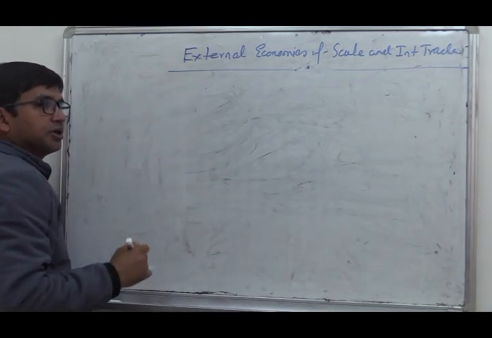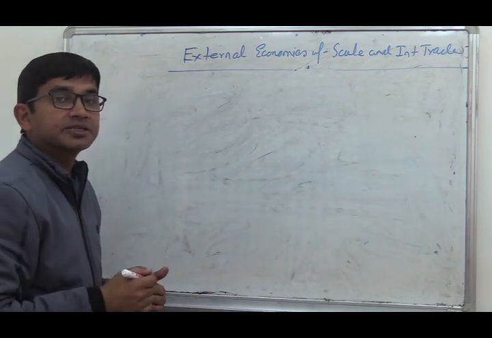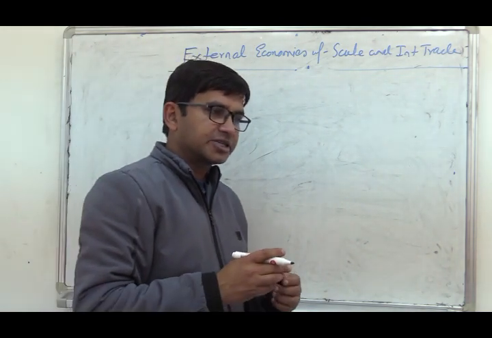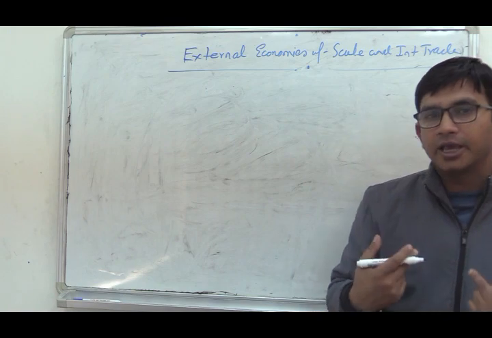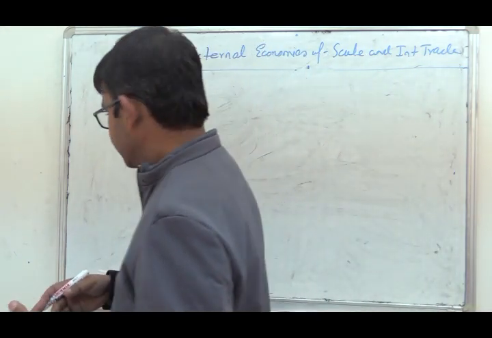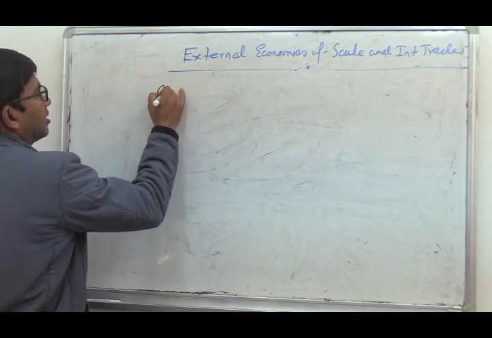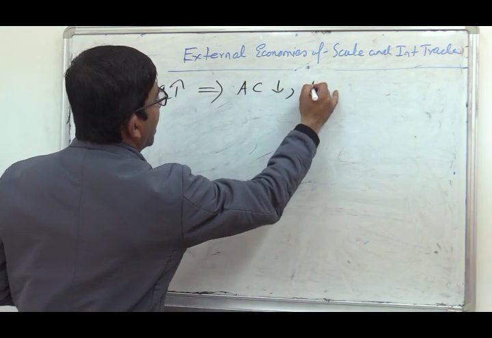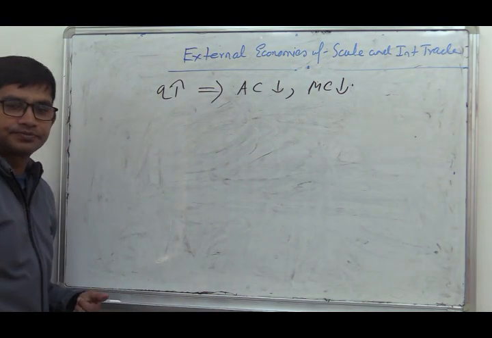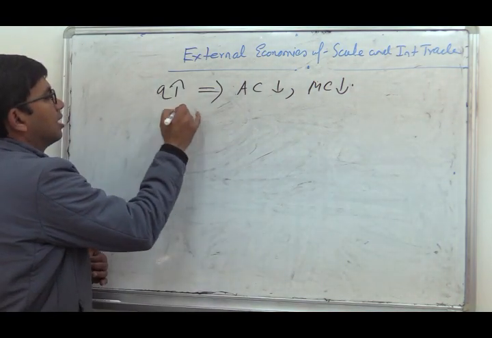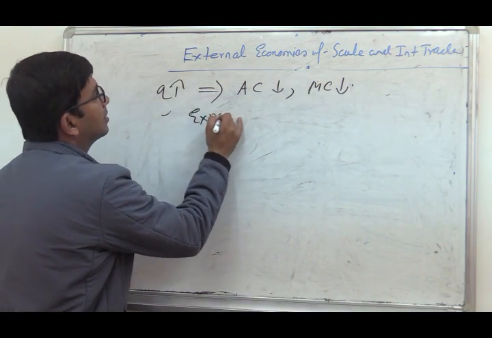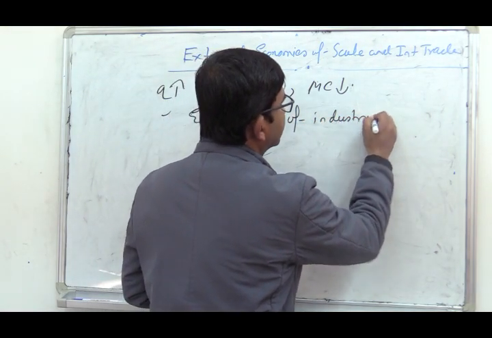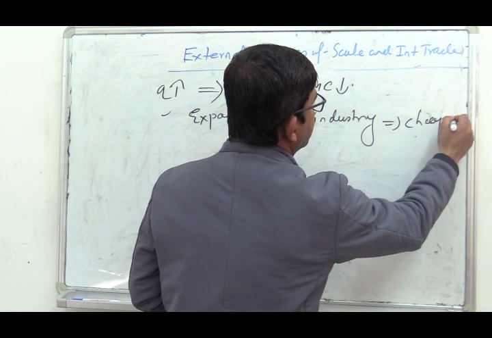So in microeconomics, we have already discussed what external economies of scale are. Whenever external economies of scale are operating in any industry, we will find that as the level of output increases, there will be a decrease in average cost and marginal cost of production. So the expansion of the industry will give you a cheaper product.